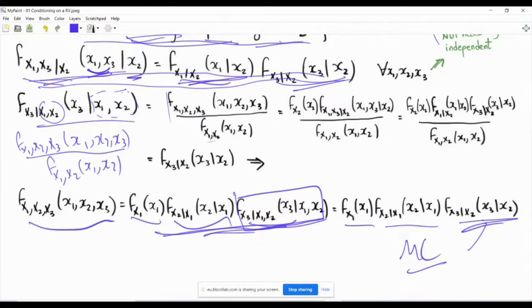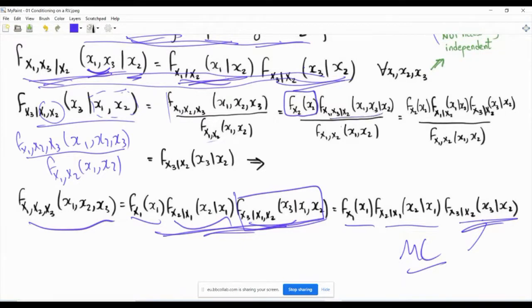Now you can take this joint PDF here and write it as the PDF of x2. And again, the chain rule you can apply in a number of ways, and here is one way of applying it. You can say that the joint is the PDF of x2 multiplied by the conditional PDF of x1 and x3 given x2. You take the PDF of one of the variables, and then the conditional PDF of the remaining variables given this one.